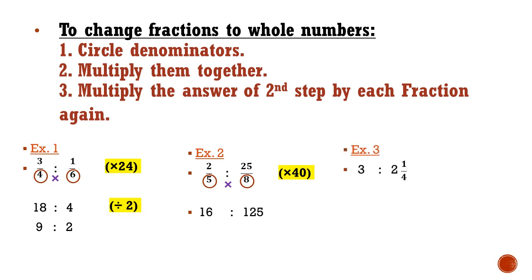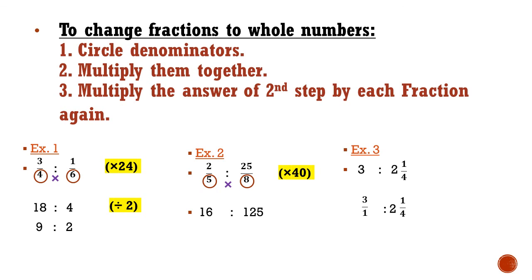Exercise 3. 3 to 2 and a quarter. Do you remember? If you want to write a whole number in the form of a fraction, you can write it over 1. Now 3 is a whole number. I need to write it in the form of a fraction. I will write 3 over 1. 2 and a quarter is a mixed number. Keep it as it is.